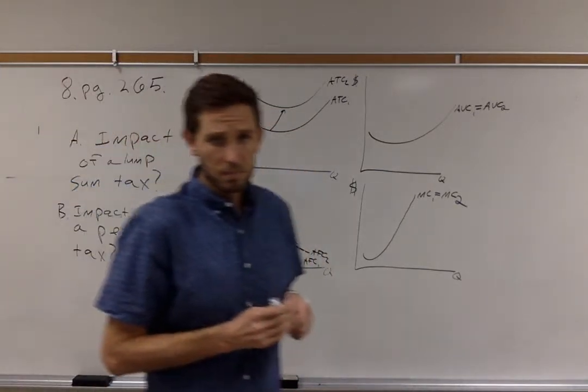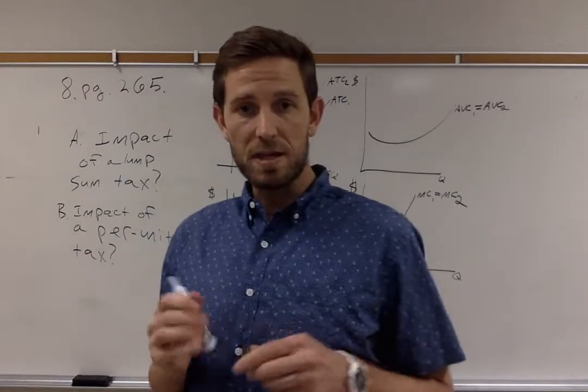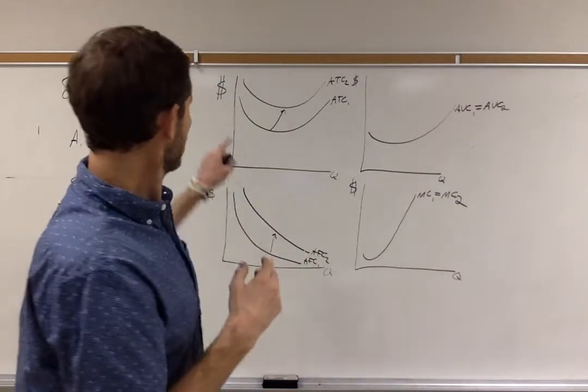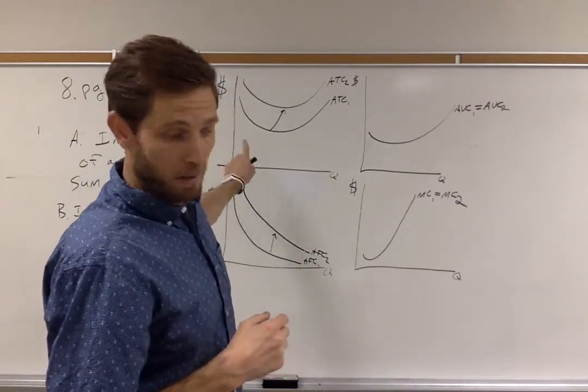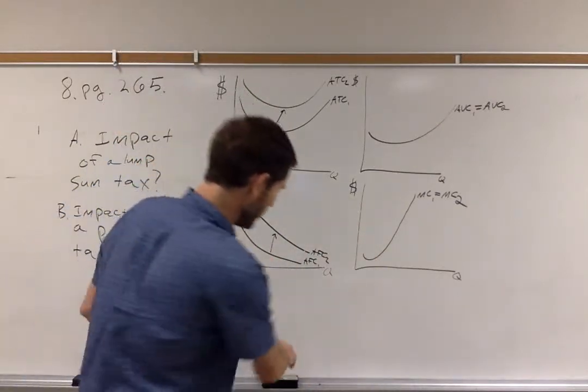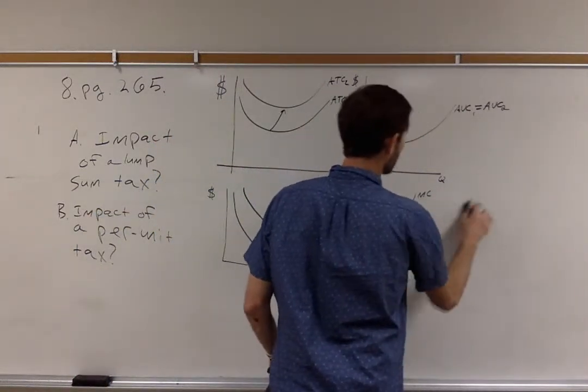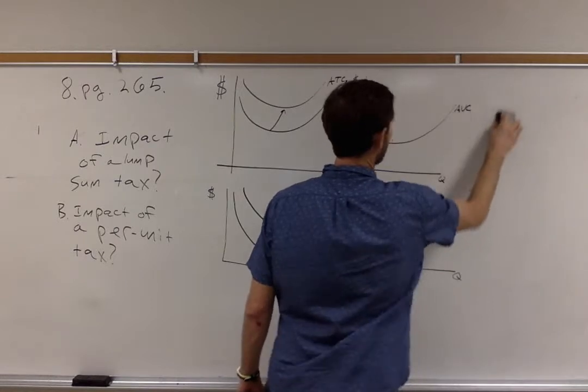Okay. So I'm hoping you're still with me. That's half of the problem. What we've done on these 4 graphs is to show the impact of the $300 lump sum tax. Hang tight, I'm going to erase those shifts that we did, and then we'll take on problem B.